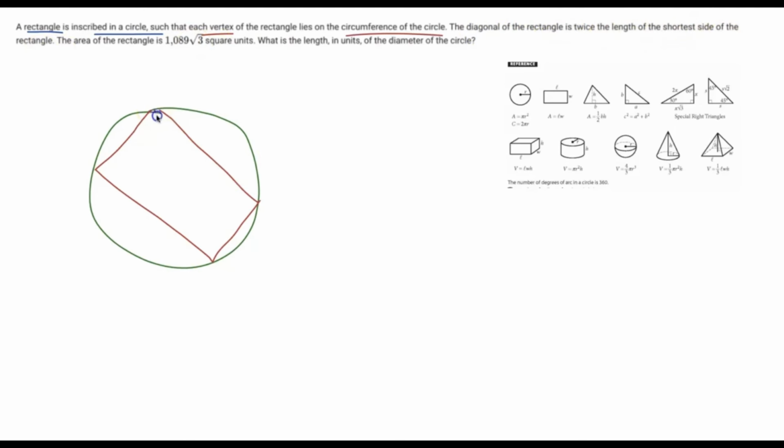So the diagonal, which is going to look like this, just going across from one corner to the other, is going to be twice the length of the shortest side of the rectangle. So this right here is our shortest side, and so let's just label that x. Let's call that x. And it's twice the length, so we can call this 2x. Therefore, that is twice the length. The area of the rectangle is 1089 times square root 3 square units. What is the length in units of the diameter of the circle?